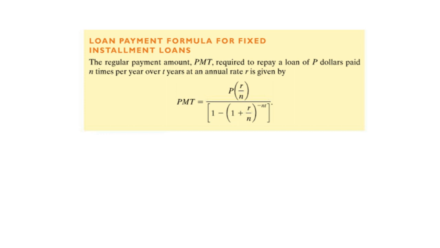So this is the formula we're going to use to calculate the monthly payment amount on a vehicle. But it's not just for a vehicle, it's for a variety of types of loans. Remember, it's a fixed installment loan. So anytime you have a fixed installment, this is how you find your monthly payment amount.